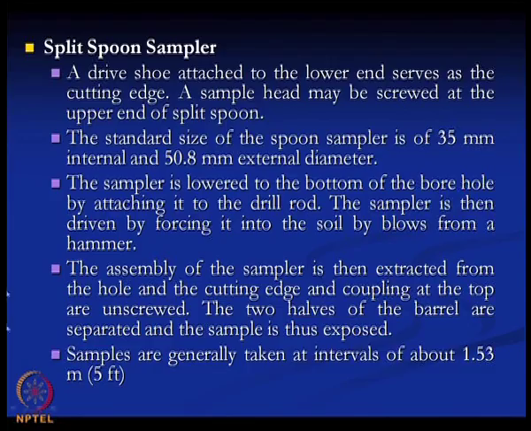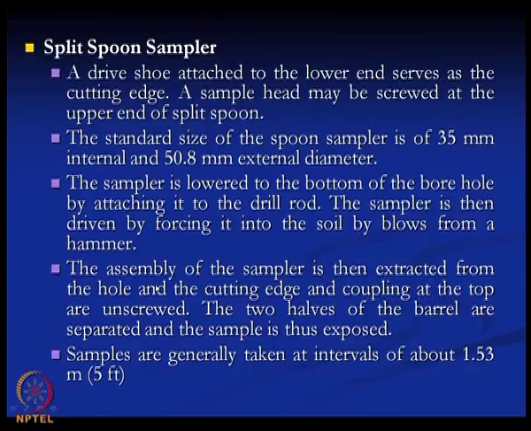So, once the sampler is pushed into the soil, the assembly of the sampler is extracted from the hole, taken out, and the cutting edge and coupling at the top are unscrewed. The two halves of the barrel are separated and the sample is then collected. The samples are generally taken at an interval of 1.53 meter or 5 feet.